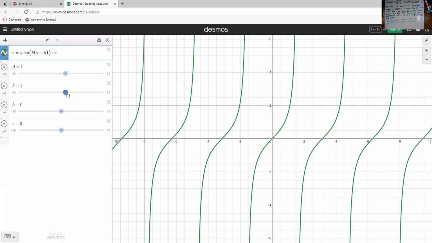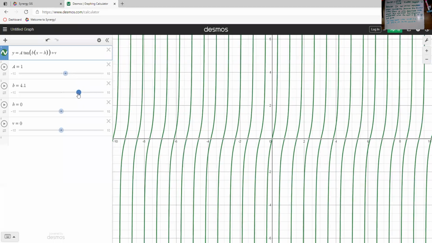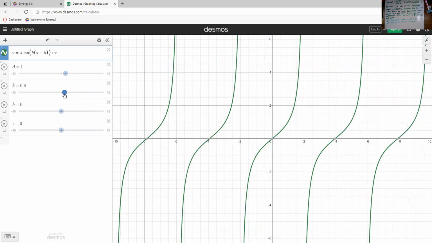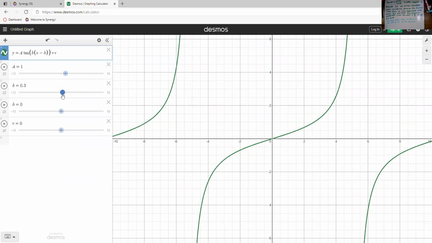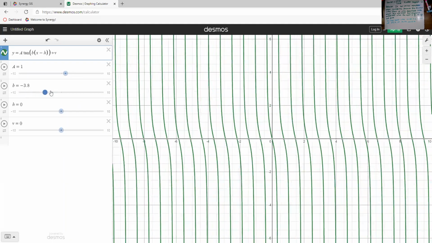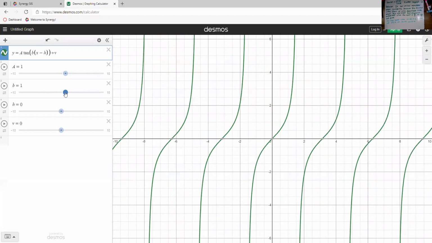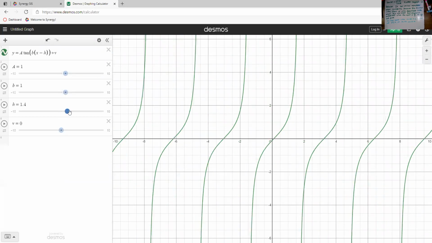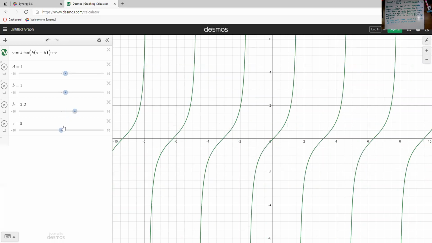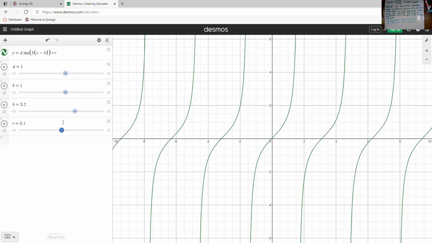Now we can change the period again. Make the coefficient big to get the curves closer together. Make it small to stretch them further apart. If it's negative, it flips upside down. We can give horizontal shifts and vertical shifts.